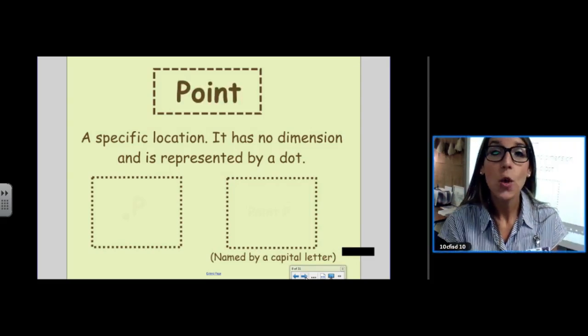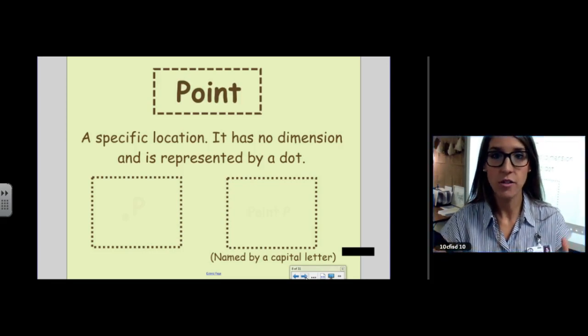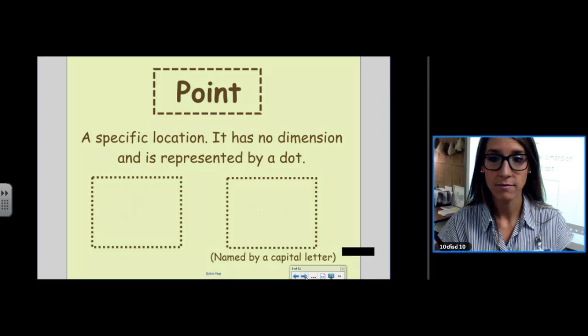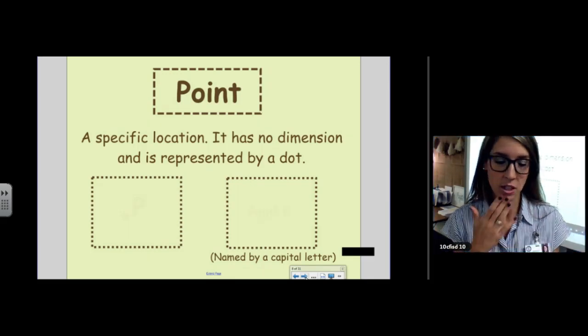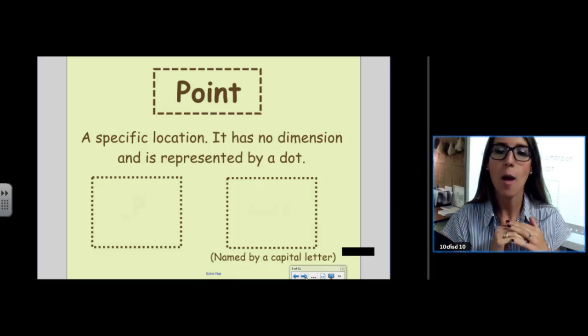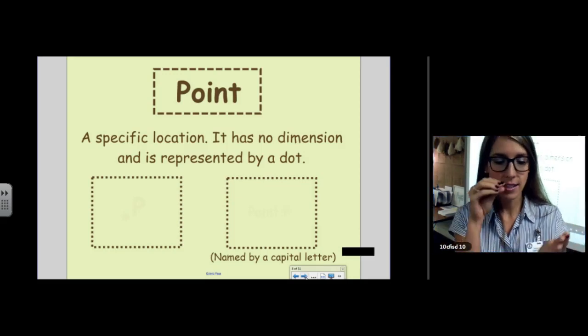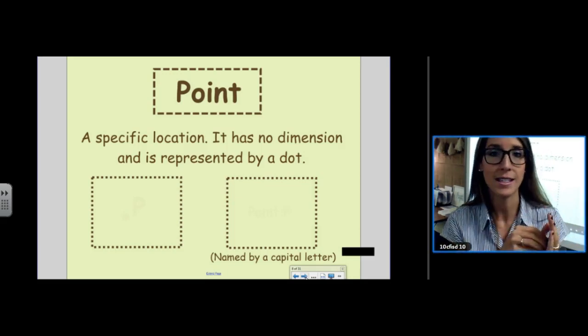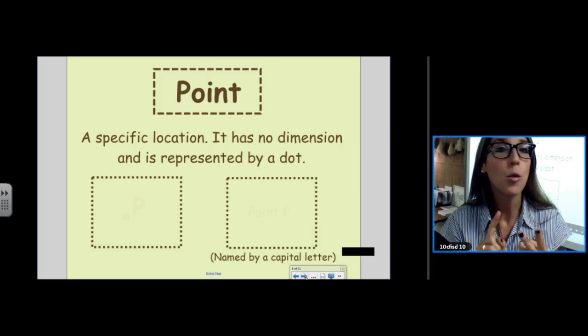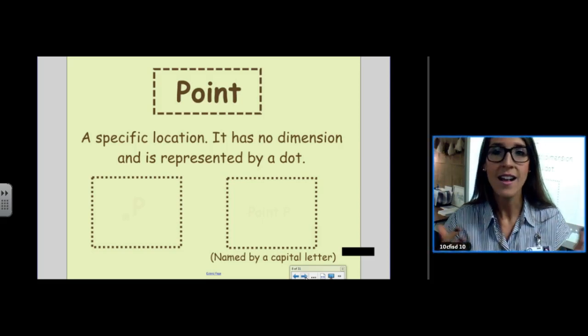A point is a location. It actually has no dimension at all. Did you know that points are 0 dimensions? They're dimensionless. So there's 1D, 2D, 3D. A point is 0D. It's simply a location in space. It has no size. It has no thickness. It has no length. It's a location in space.